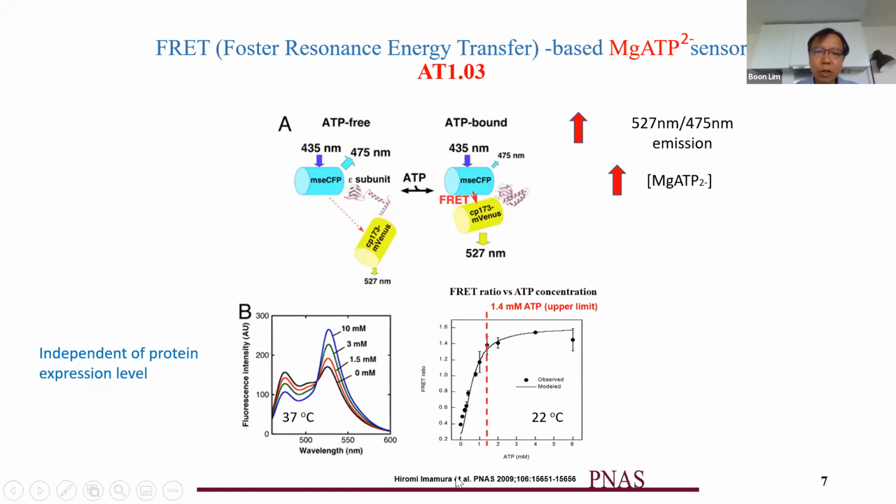So this sensor was developed by Professor Imamura, and then we introduced this into Arabidopsis. The advantage of using this ratiometric sensor by looking at the ratio is that it is independent of protein expression level. That means that if we express these proteins in different cells and in different organelles in Arabidopsis, although the sensor concentration could be different in different cells or in different organelles, we don't need to worry about that. We just look at the ratio.